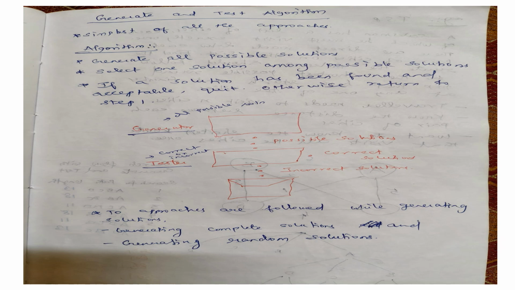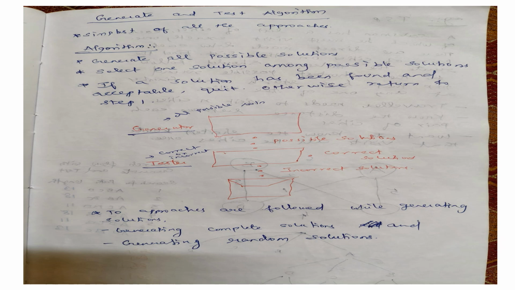The generator keeps on producing the candidate solutions while the tester evaluates them. The cycle continues until a valid solution is found. So the main approach for generating the solutions is, one, generating the complete solution. The complete solution will be generated first, and the tester can check whether it satisfies the goal.